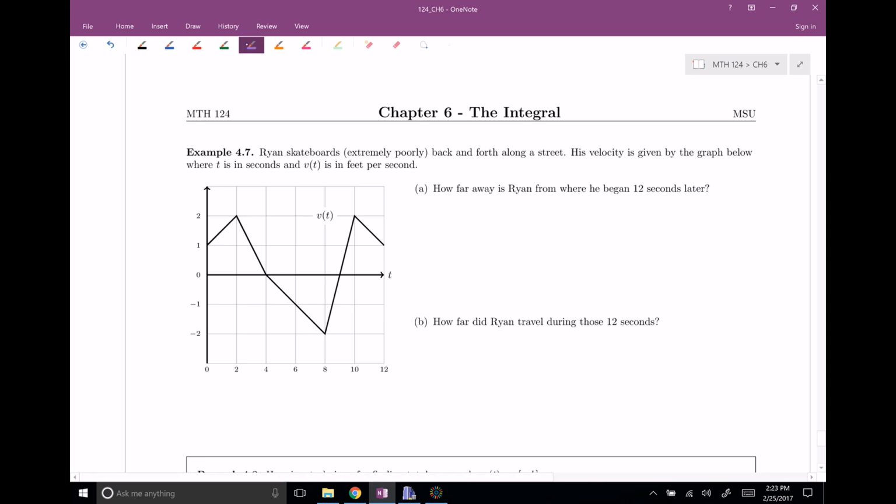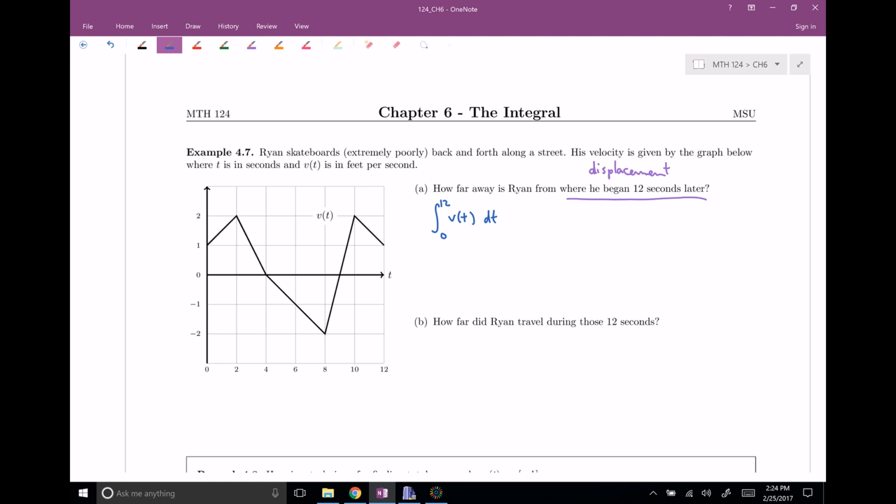So these are fancy words to say displacement, which means that you want to calculate the integral of this velocity graph from 0 to 12 dt. So this is not total distance traveled. This is not total area. This is net area, right? What was my displacement? How far am I from where I began?